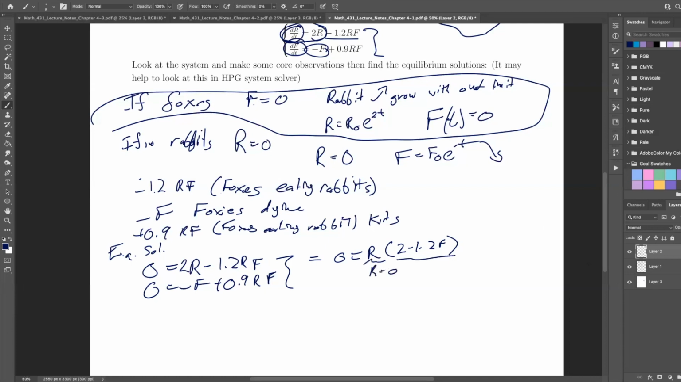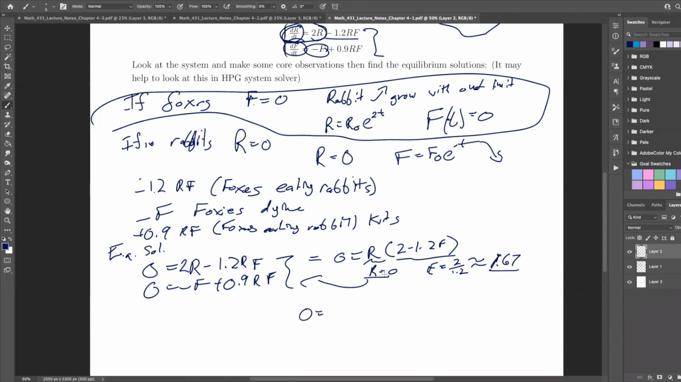If r is equal to 0, or it means that 0 equals 2 minus 1.5f, or f is equal to 2 divided by 1.5, so roughly 1.33. So here, if this is 0, that means r is 0. If this is 0, that means f is equal to roughly 1.67. Okay. Then we're going to plug that into this equation.